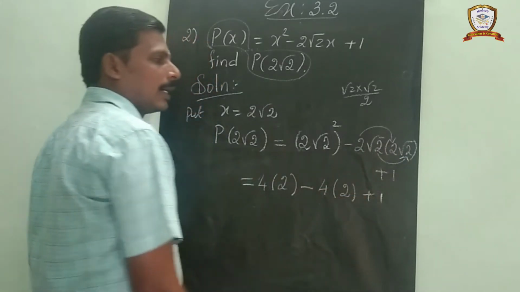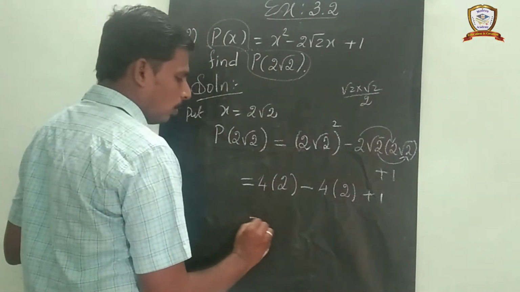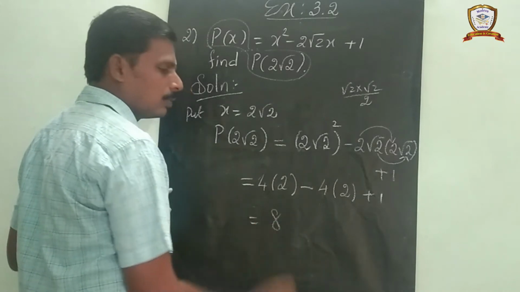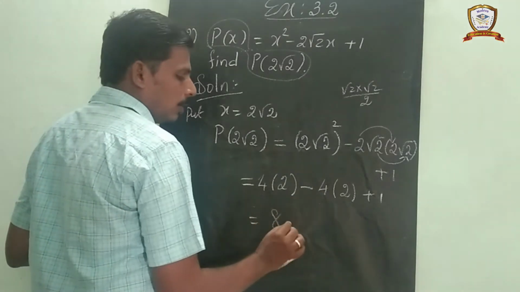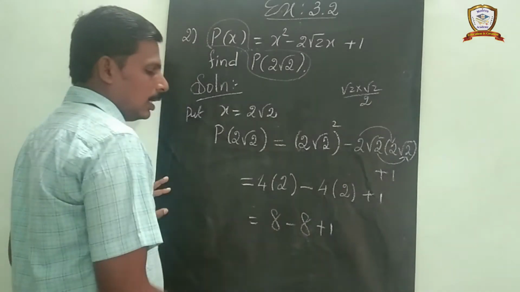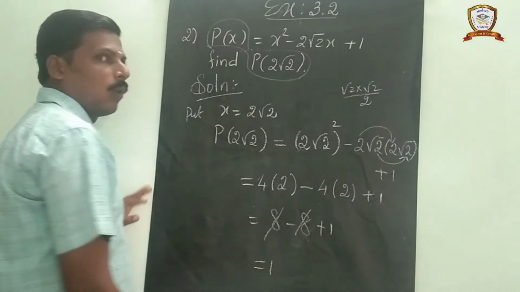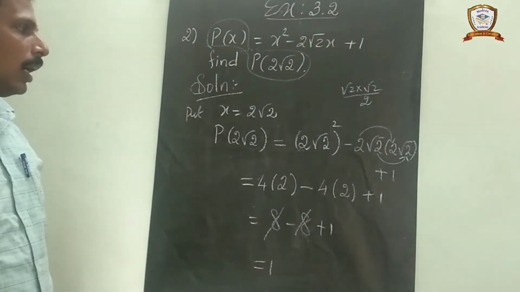Last plus 1. Understand, children? Then 4 twos are 8. Here 4 twos are minus 8. Last plus 1. Plus 8 and minus 8 are cancelled. So the answer is 1.